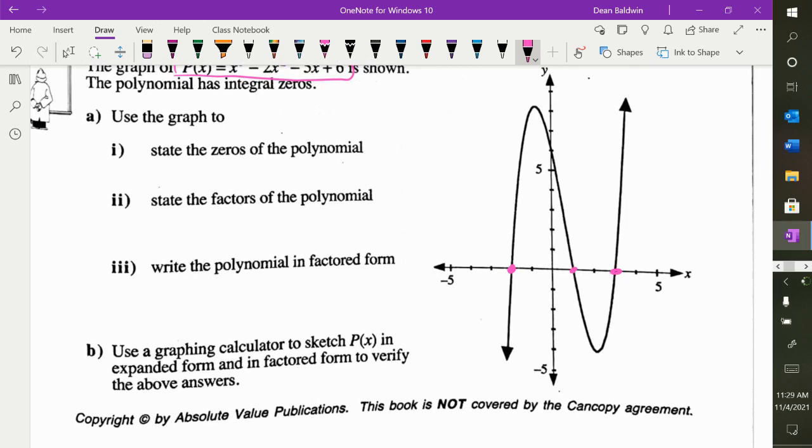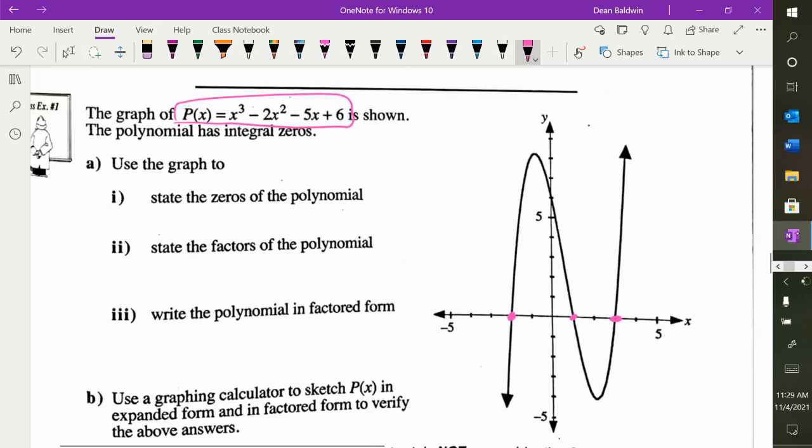The zeros, if this is the graph of the function, what are the zeros? Negative 2, 1, and 3. There you go. If you have the graph and I say, what are the zeros? I'm not saying what are the potential zeros. I'm saying, what are the zeros? And if you have a graph, you can read it right off the graph. Negative 2, 1, and 3.